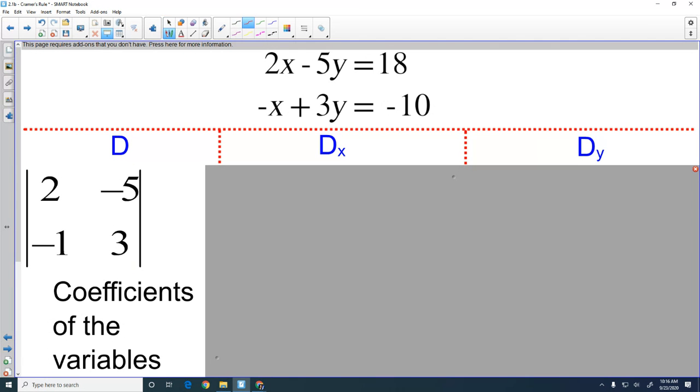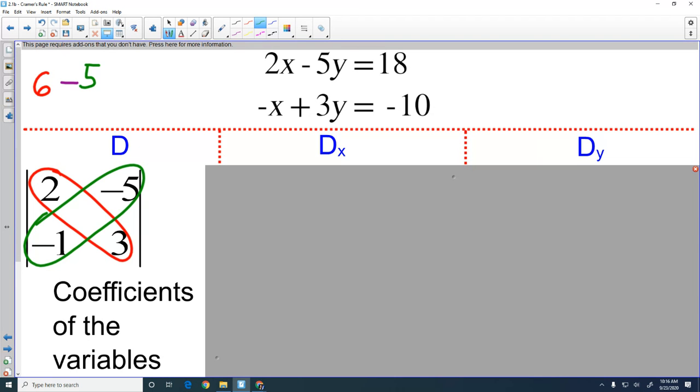So to calculate this, remember you take the first diagonal, which is 2 times 3. So that's going to be a 6. And I'm going to subtract the product of the opposite diagonal, which is -1 times -5, which gives us a positive 5. Now, when I subtract these two numbers, 6 minus 5 is a 1. So guess what? That is D. It's got a value of 1, which is nice and easy.